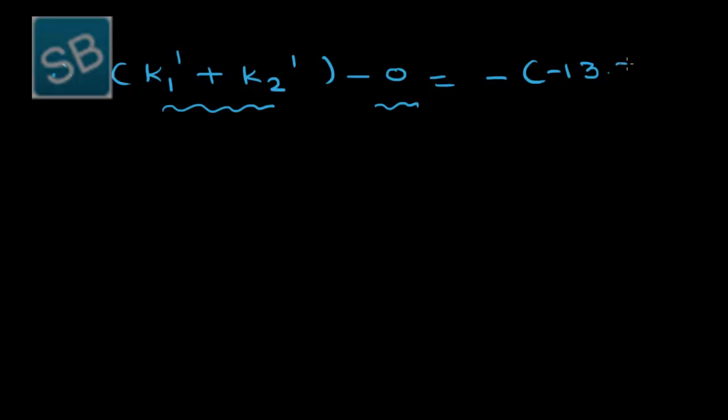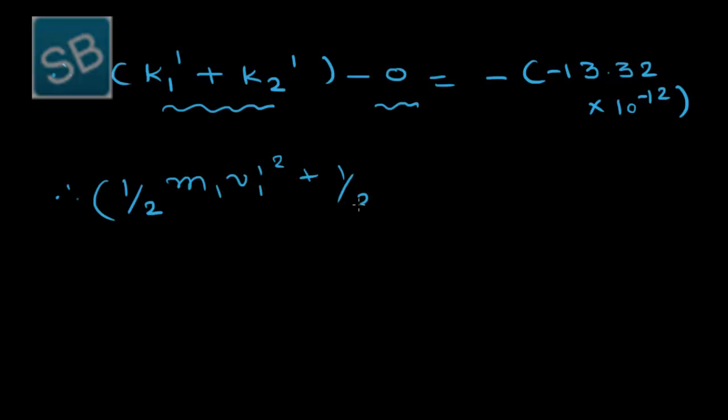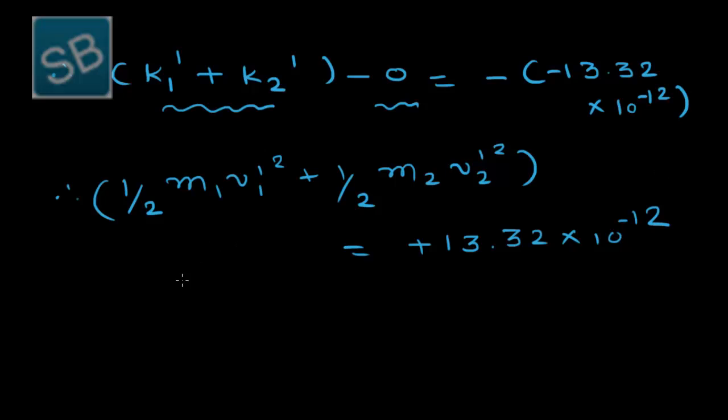So it is minus 13.32 into 10 to power minus 12, and therefore substituting the values of K1 dash, it is half m1 v1 dash square plus half m2 v2 dash square is equal to plus 13.32 into 10 to power minus 12. Now, substituting the values of m1 and m2.